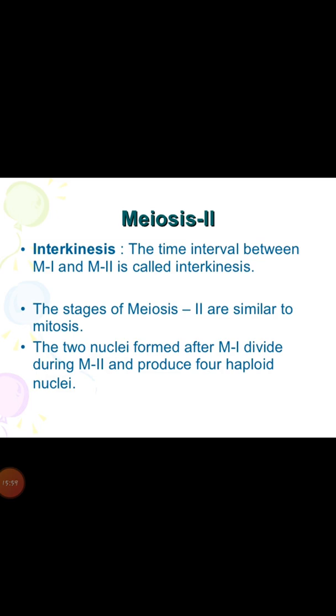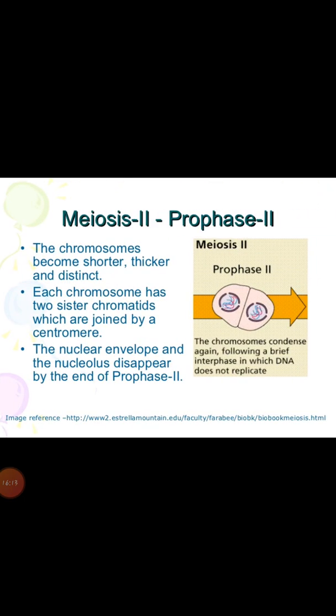The stages of meiosis second are similar to mitosis. The two nuclei formed after meiosis first divide during meiosis second and produce four haploid nuclei. So now we'll see meiosis second, which has different stages: prophase second, metaphase second, anaphase second, telophase second.